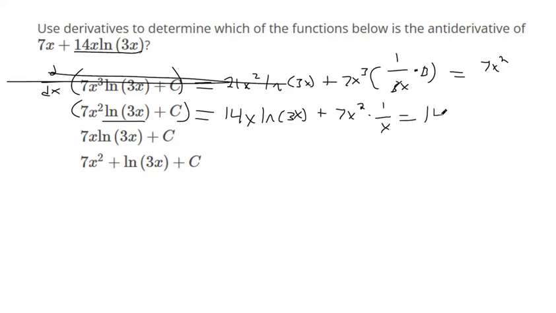And then when you clean that up a bit, the first term in our derivative stays the same because there's nothing that can combine or simplify. But over here on the right, x squared and 1 over x, one of the x's can cancel out to leave us with 7x. So this is the same thing. The order of addition doesn't matter, so we should be able to swap that 7x. So we found our antiderivative. It's this one.